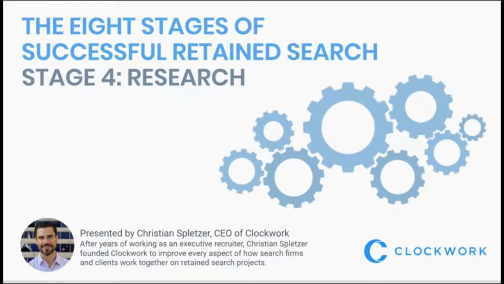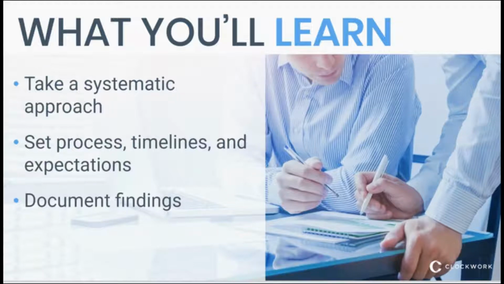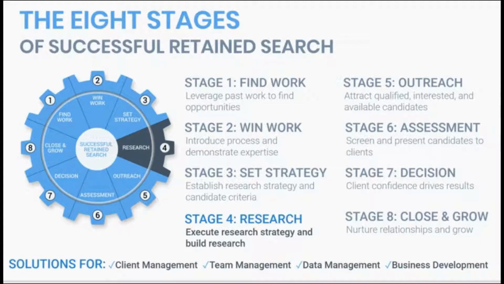We are on stage 4, research, of the 8 stages of a successful retained search. Today we're going to talk about taking a systematic approach to research, figuring out how to set a process with timelines and expectations, and how to document your findings so that you can hand this off to the outreach team and ensure a speedy recruiting process. As we've discussed in the past, these are the 8 stages of search, this one being the research stage.